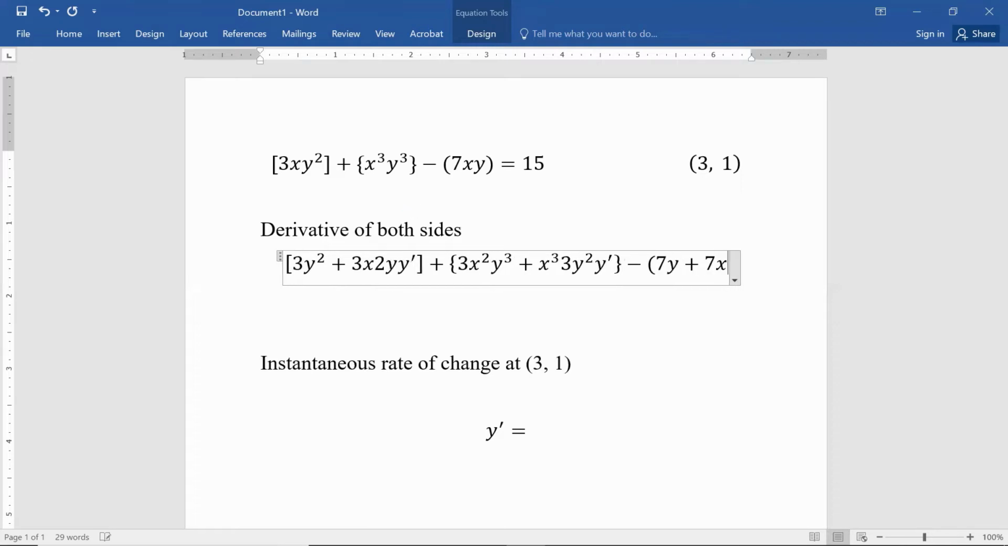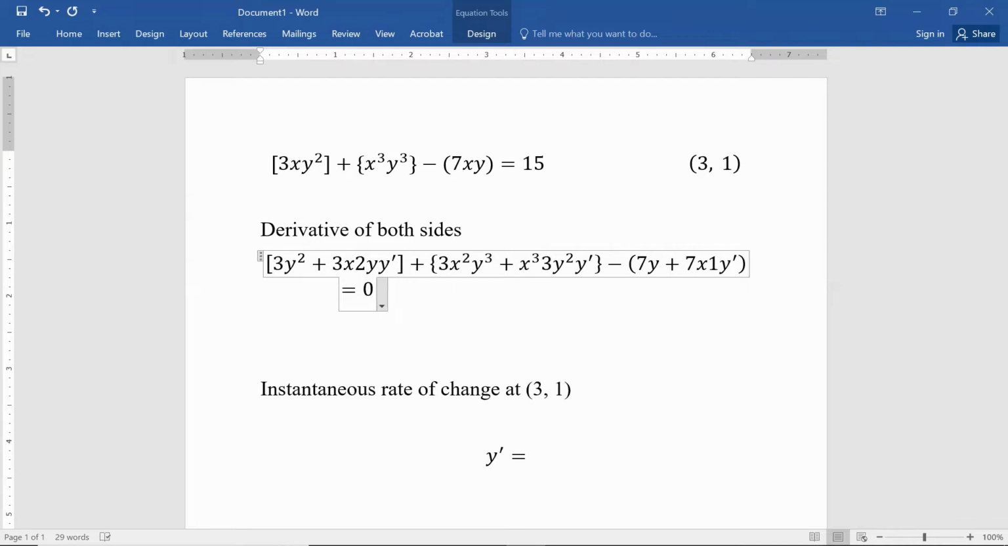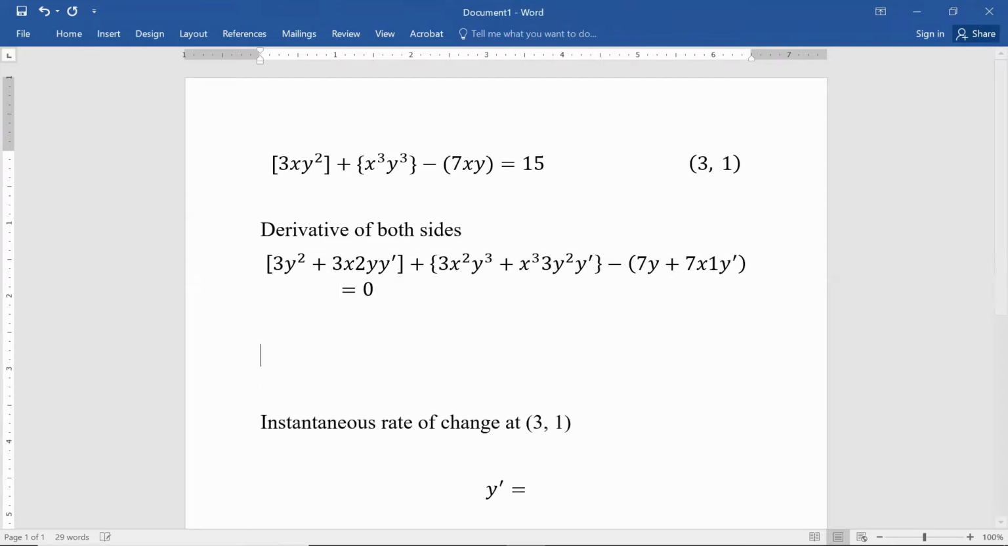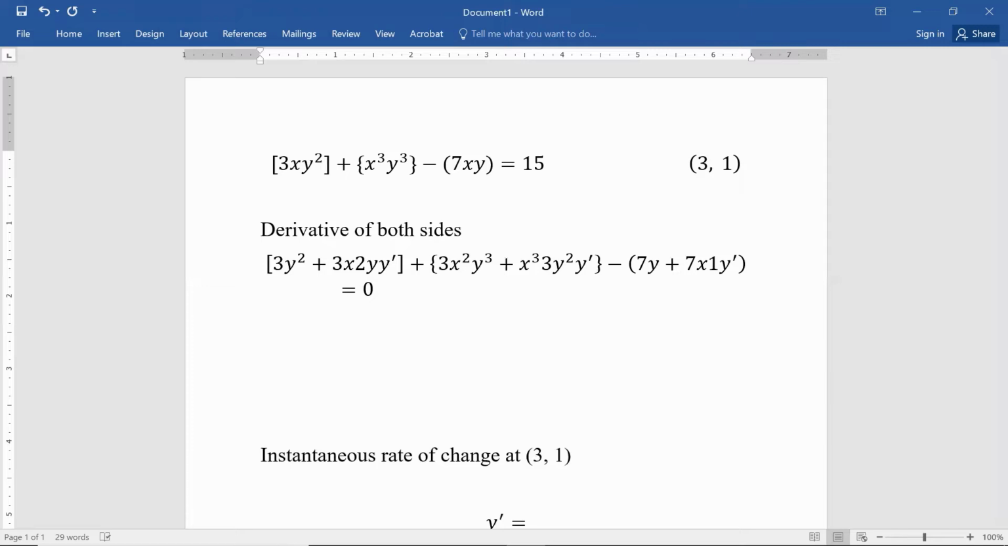plus normal 7x times the derivative of y. That's going to be 1 times derivative of the inside function. So 1 times y prime. And on the right-hand side, I get a 0. I'm going to clean that up a bit, at least as much as I can.